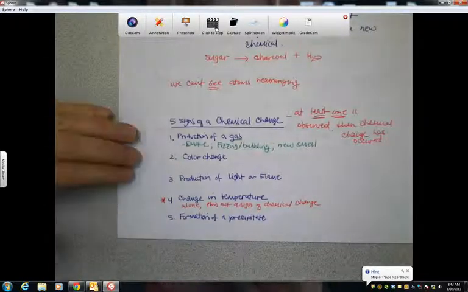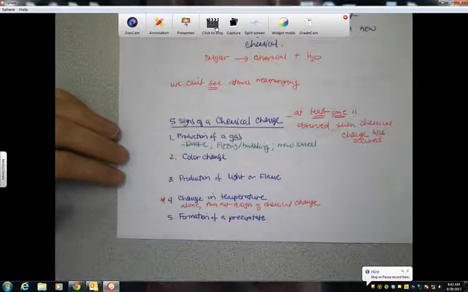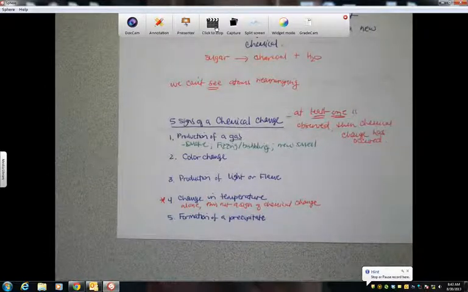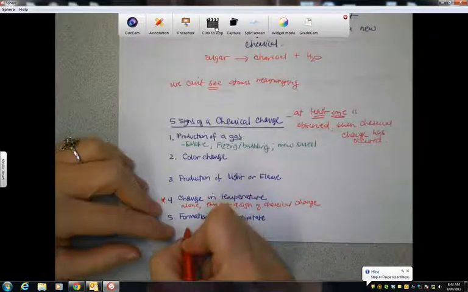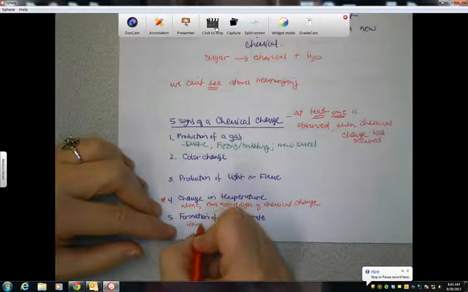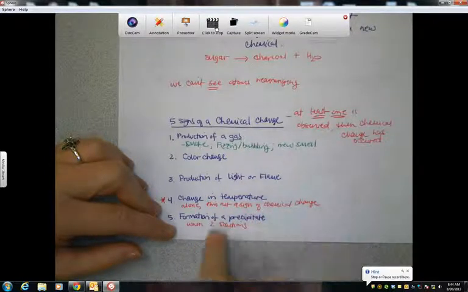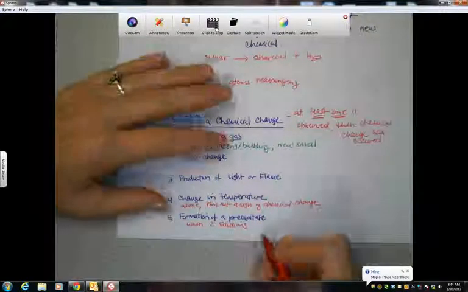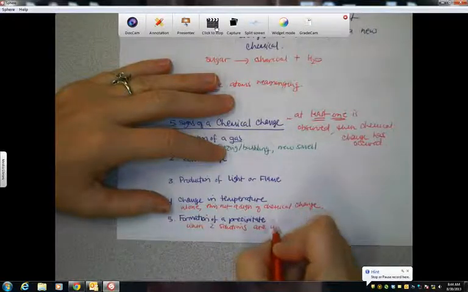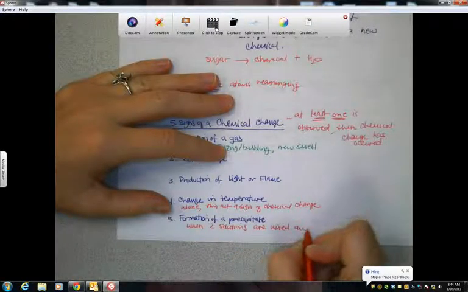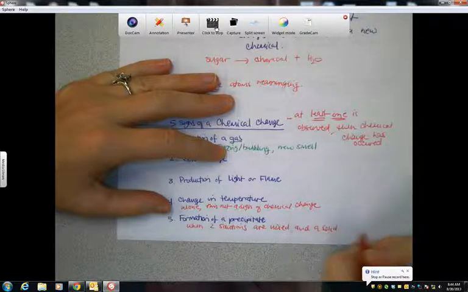Now, formation of a precipitate, we're actually going to talk about later in class, but I'll just describe it. It's when two solutions, so solutions are something dissolved in water, are mixed, and a solid occurs, so a solid chemical results.